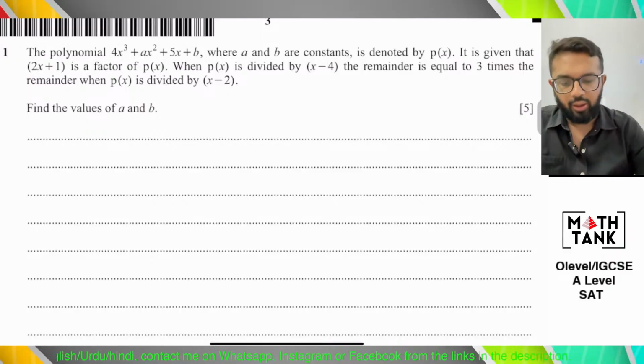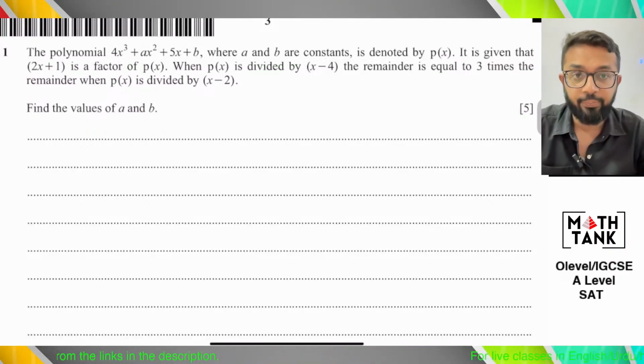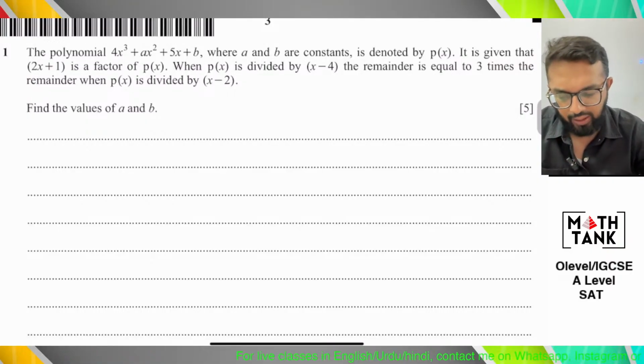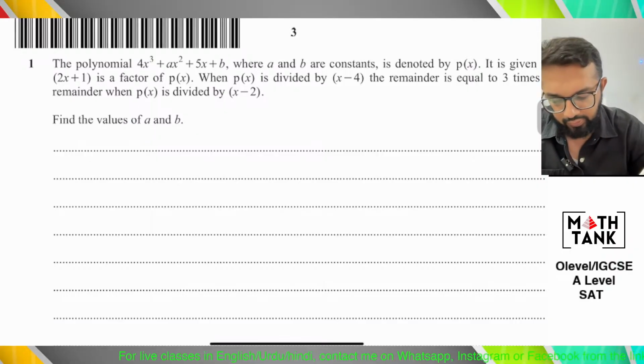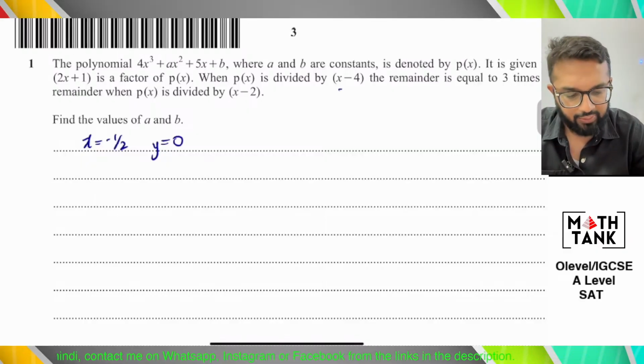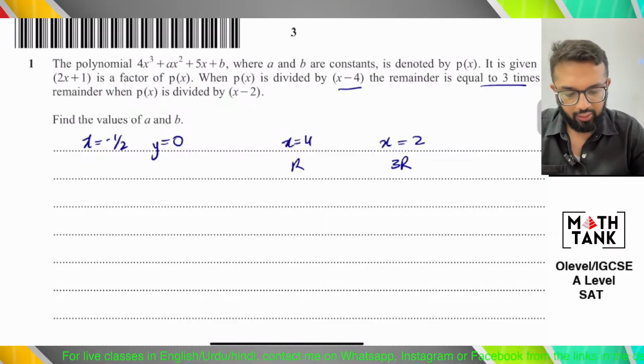So the polynomial 4x cubed plus ax squared plus 5x plus b, where a and b are constants, is denoted by p of x. It is given that 2x plus 1 is a factor of p of x. So when x equals minus half, y is 0. And p of x is divided by x minus 4. So when x equals 4, the remainder is equal to 3 times the remainder when x is divided by x minus 2. So there are two situations. Let's call the remainder r, and this has to be 3r then. Find the values of a and b.